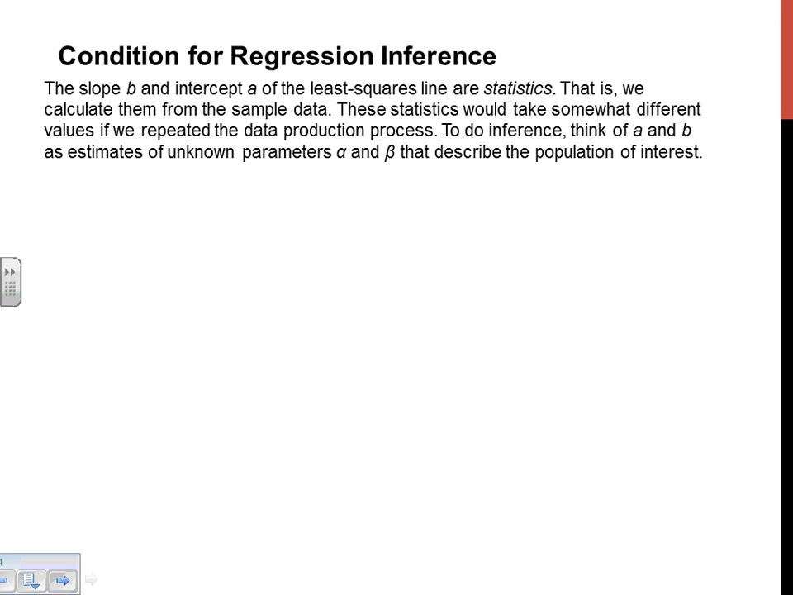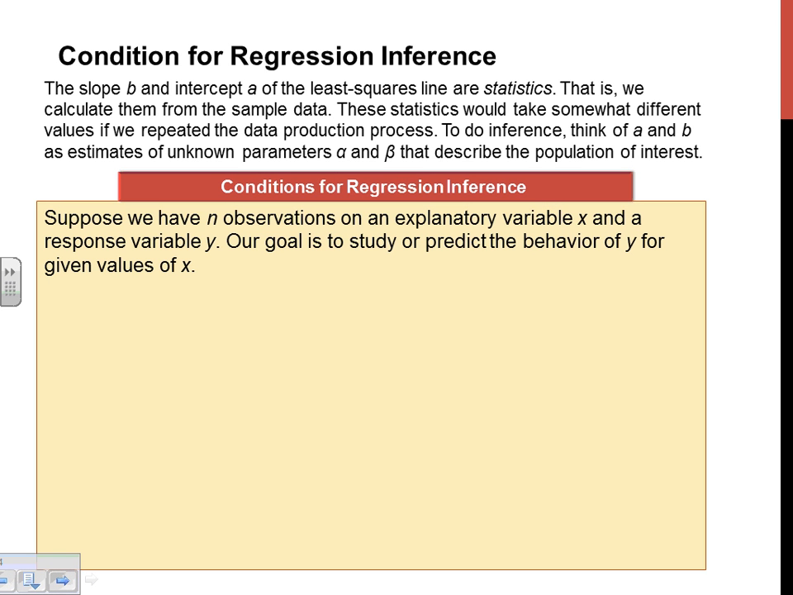So, pretty good. So the slope b and intercept a of the least squares regression line are statistics. That is, if we calculate them from the sample data, these statistics would take somewhat different values if we repeated the data production process. To do inference, think of a and b as estimates of unknown parameters, alpha and beta, that describe the population of interest. Suppose we have n observations on an explanatory variable x and a response variable y. Our goal is to study or predict the behavior of y for given values of x.